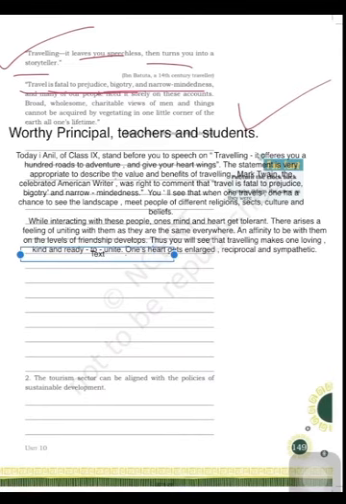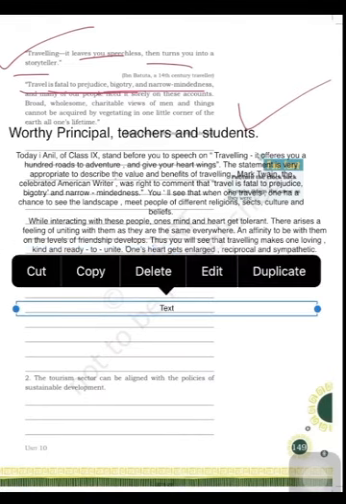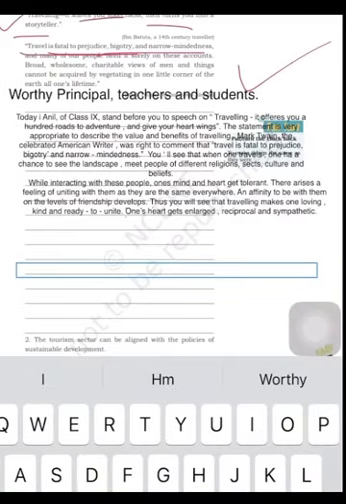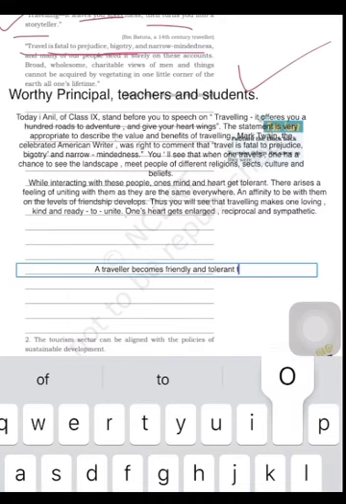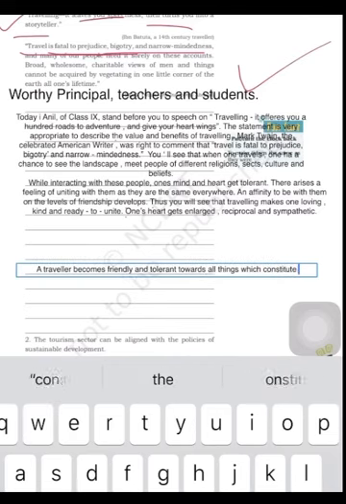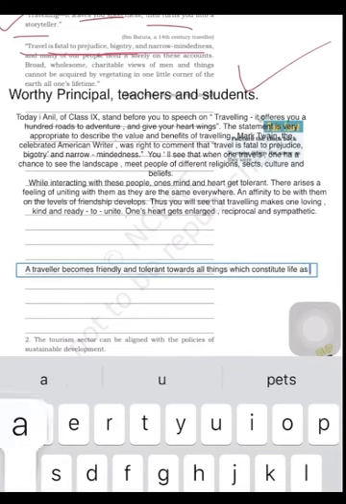Sympathetic. Okay. After sympathetic, you are going to write: a traveler becomes friendly and tolerant towards all things which constitute life as a whole.